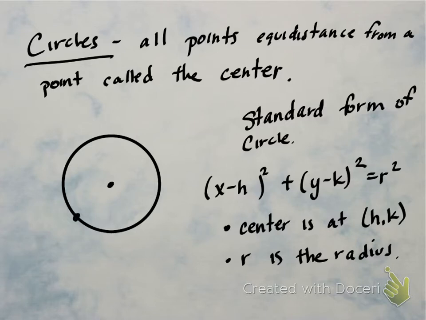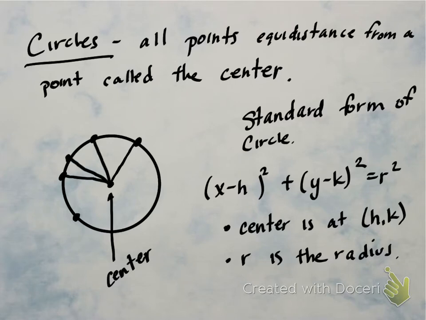Basically, if we were to put dots along this circle, all those dots are the same distance away from this point called the center. That's my center. All the points on this circle are the same distance away from the center, and if you do all those points, then you get what's called a circle.